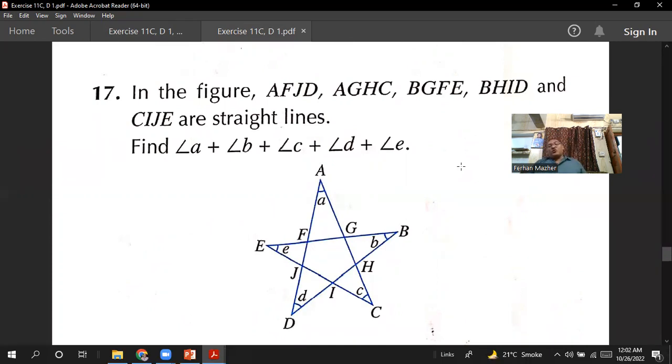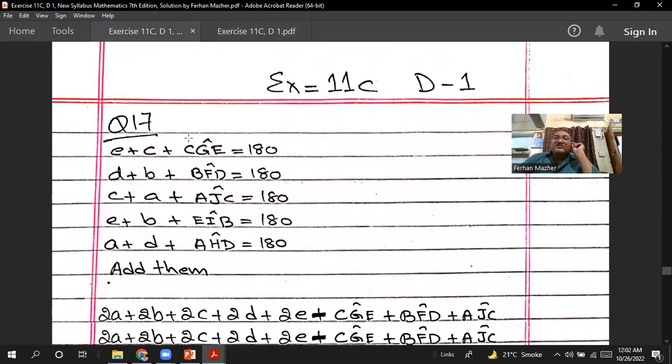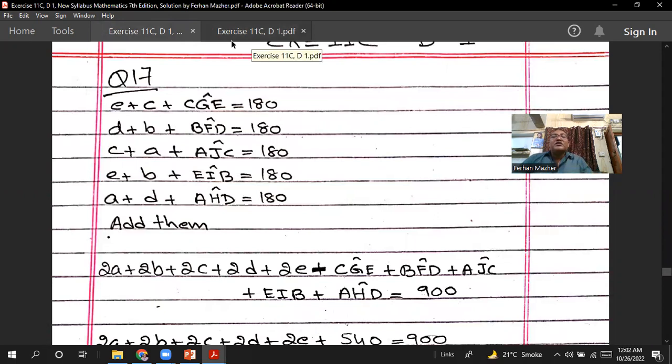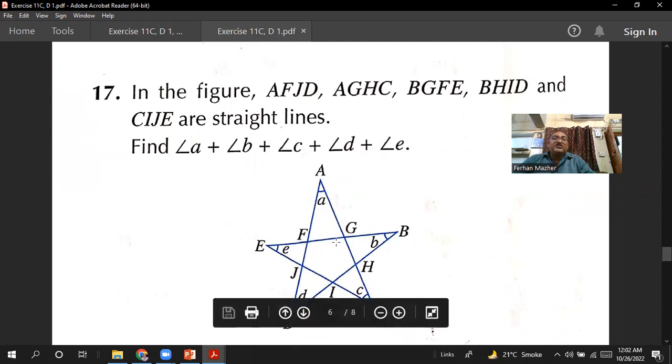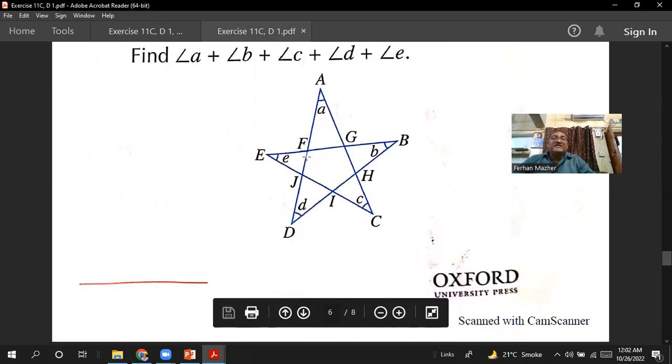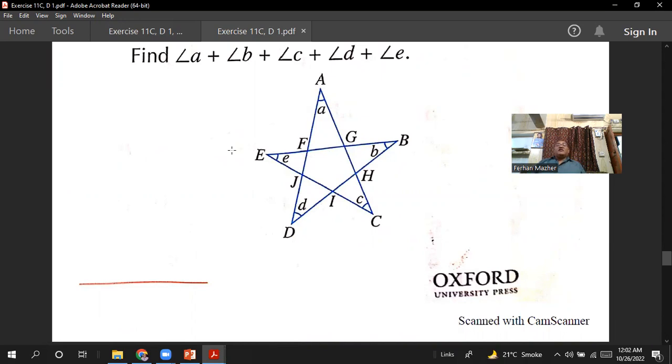Okay, so the strategy is very simple. Let me show you how I have done this. Look at this, EGC. Can you see that triangle EGC? E plus C plus EGC will be 180. In the same way, I will find E plus B plus EIB. That will be 180.